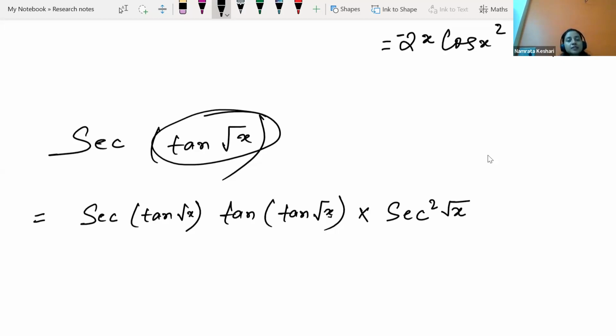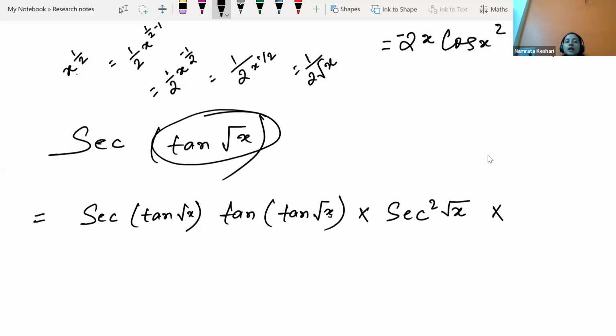Still we need to do something over here, Fatima? Yes. Root x, right? What will be the derivative of that? Root x means x to the power 1 by 2, and the formula for x to the power n is n x to the power n minus 1, right? Yes. So one by two minus one is what? Minus one by two. That is one by two, x to the power one by two will be in the denominator, and it will be one by two root x.